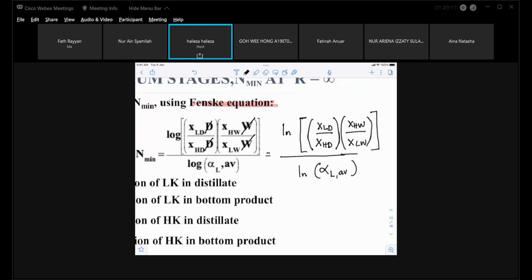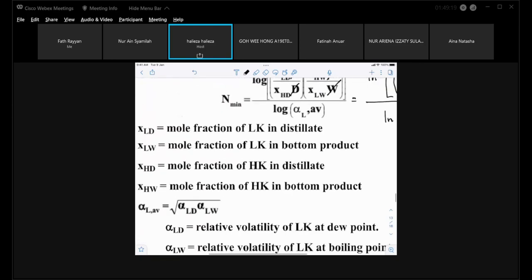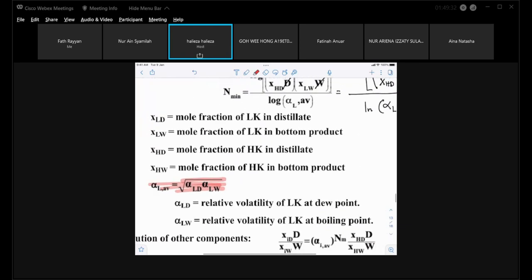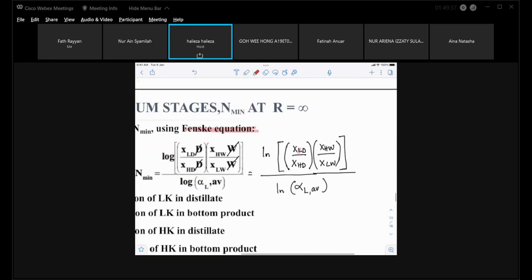And how to get the relative volatility of your light key? You have this equation. The relative volatility of your light key is the relative volatility of the light key in the distillate and the light key in the bottom product. So that's the explanation here. This is your light key. That means for the example that we were looking at earlier, that will be component B, your light key.